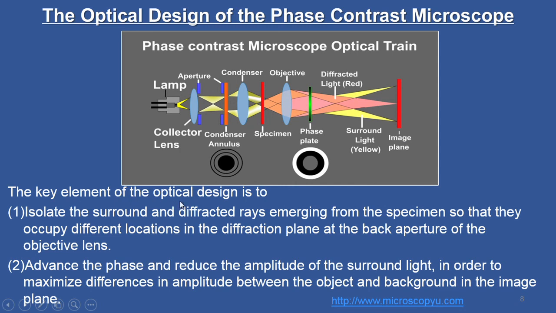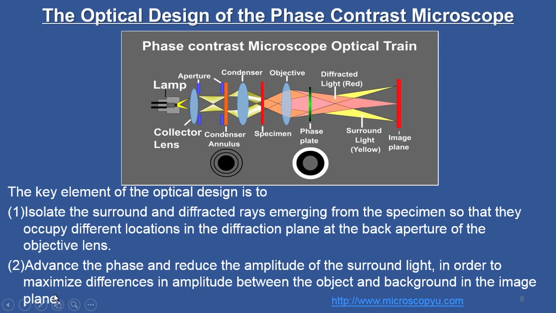The key element of the optical design is to isolate the surround and diffracted rays emerging from the specimen, so that they occupy different locations in the diffraction plane at the back aperture of the objective lens. Advance the phase and reduce the amplitude of the surrounding light in order to maximize the difference in the amplitude between the object and the background in the image plane.